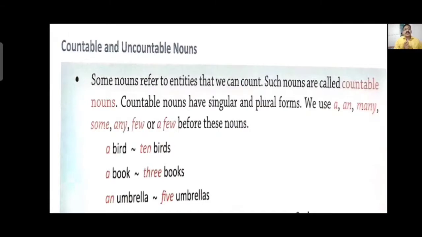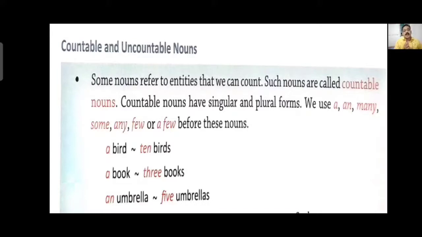Now, countable and uncountable nouns. Some nouns refer to entities that we can count. Such nouns are called countable, means nouns which we can count in number. It is called a countable noun. Countable nouns have singular and plural forms. We use a, an, many, some, any, few or a few before these nouns.